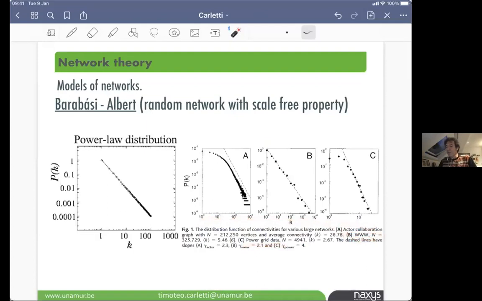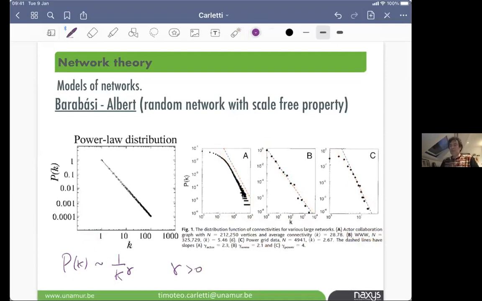If you plot the probability that a node has degree k in log scale, you don't find this bell shape like in the Erdős-Rényi, but you find this kind of decreasing law. But observe, you are in log scale, so they are power laws, in the sense that the probability p of k behaves like 1 over k to some power gamma, with gamma positive. Okay, because I'm in a log scale.